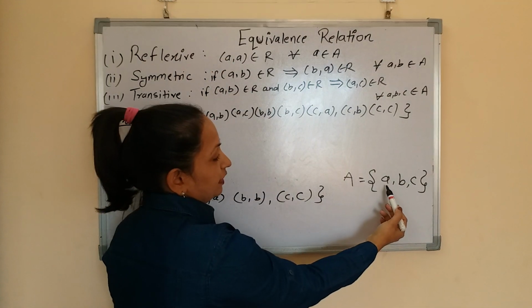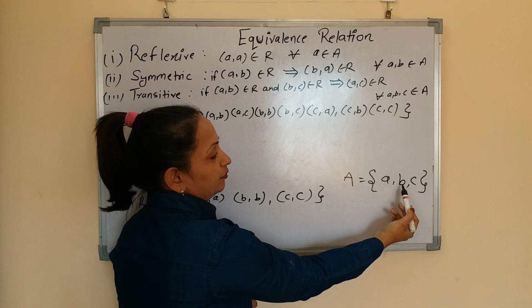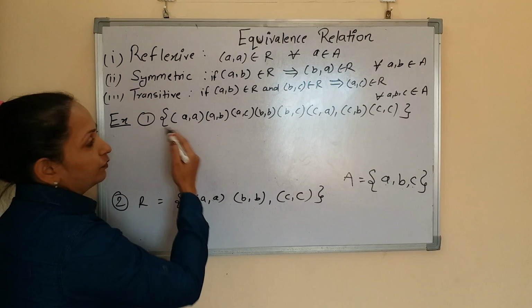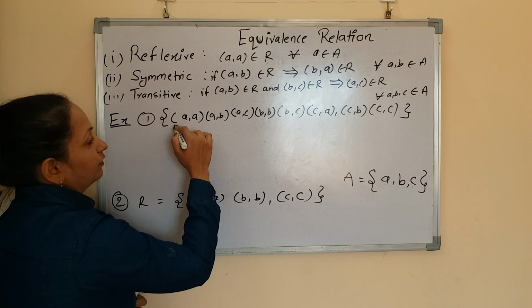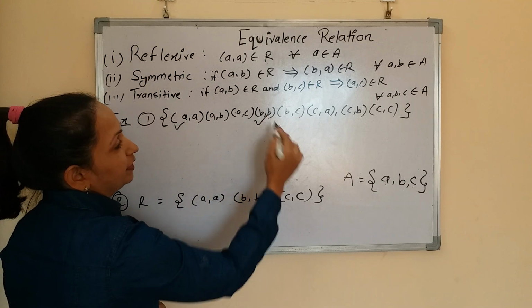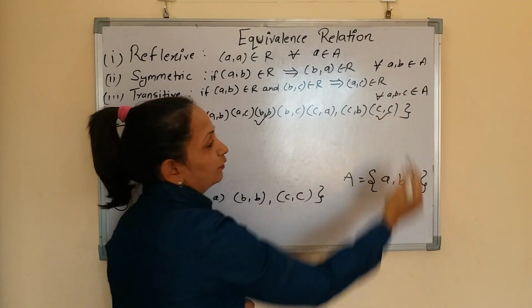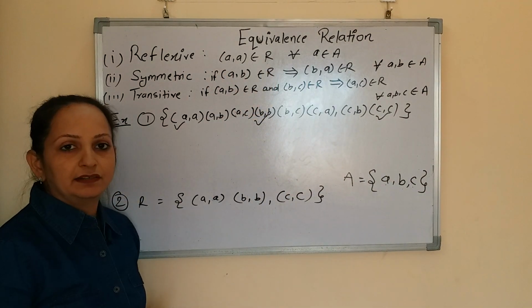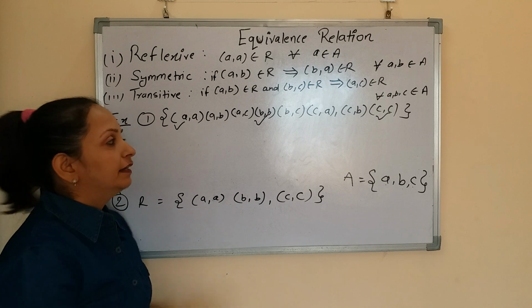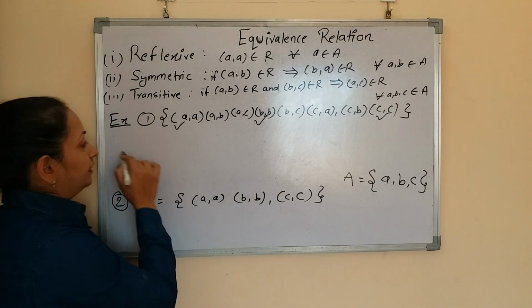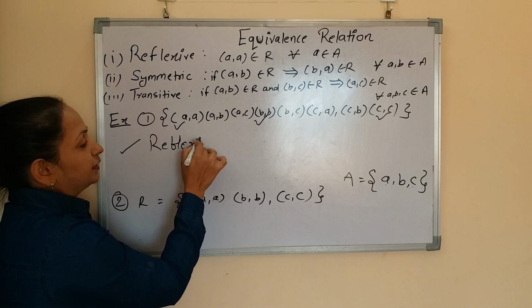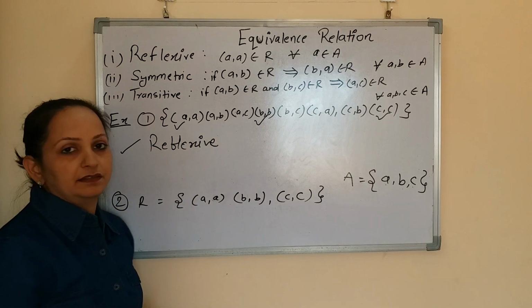I have to check for reflexivity for three elements, that is (a, a), (b, b) and (c, c). When I examine the relation, I got (a, a), I got (b, b) and I got (c, c). For all three elements, the example satisfies the condition. So we can say that this example is reflexive. So it satisfies my first condition, that the relation is reflexive.